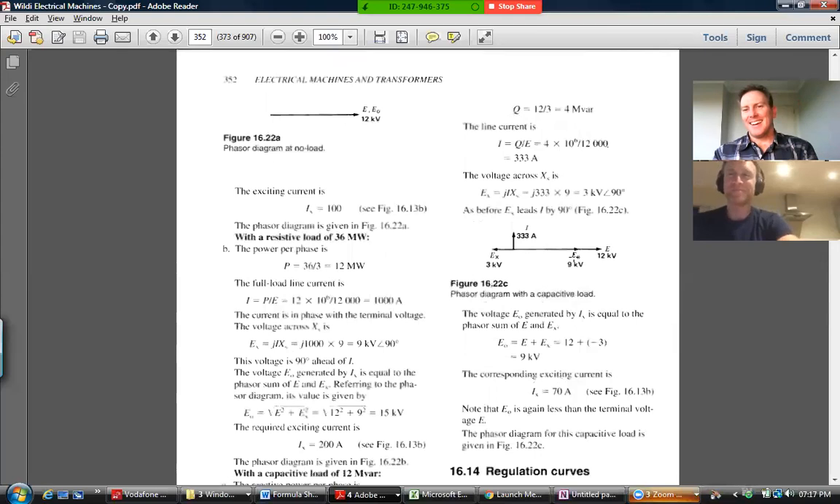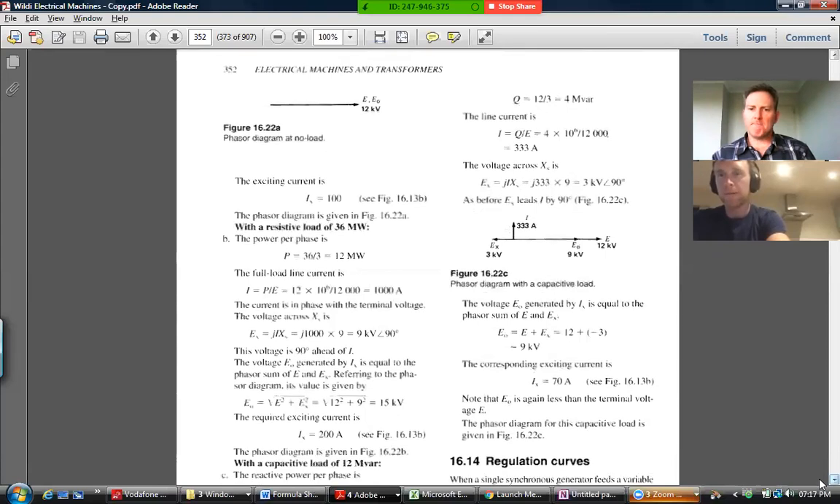Yeah. And this one here, similar story, but now all the current is perpendicular to the E, because the load is only a capacitor, not a resistor. Okay, but the more general case is the diagram that we looked at, where your load is going to have a bit of a power factor on it. Could be leading, could be lagging.